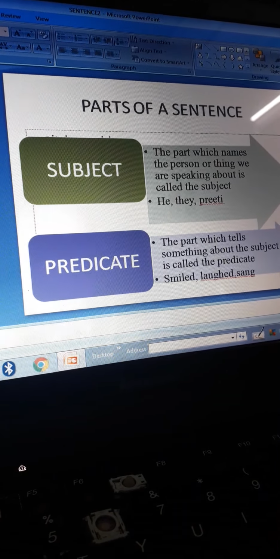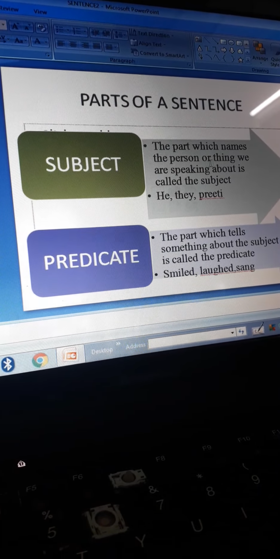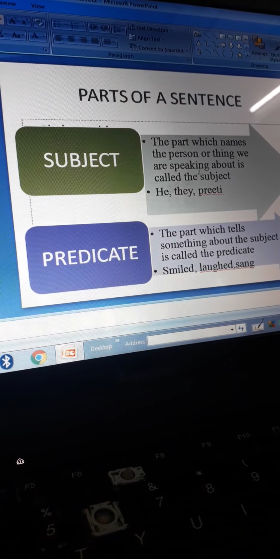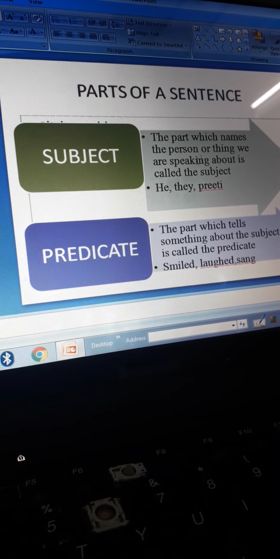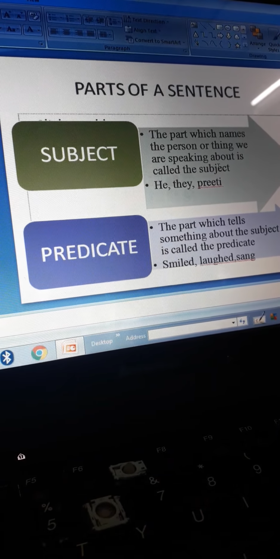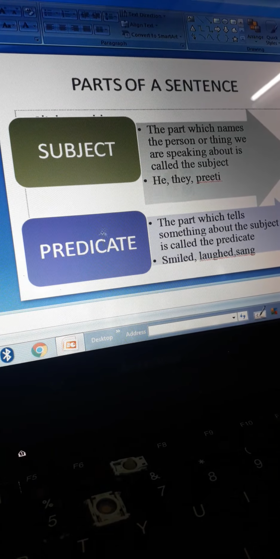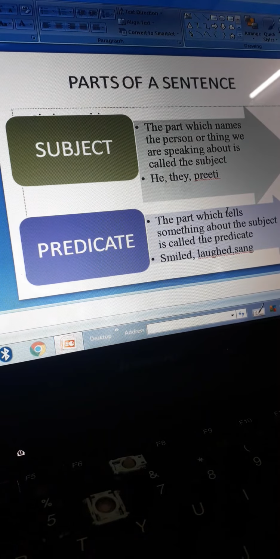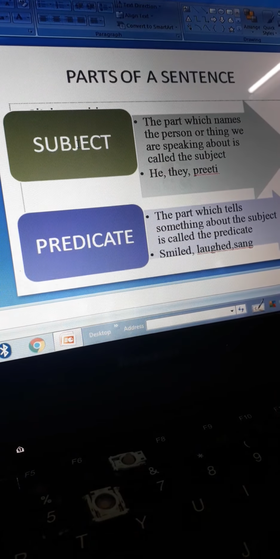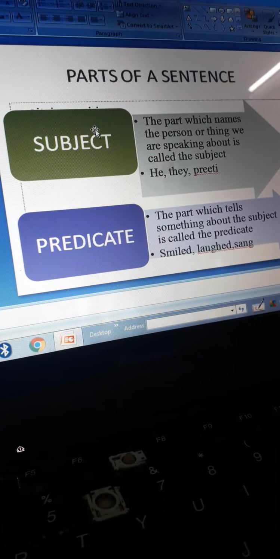Subject, you all know, is the part which names the person or thing we are speaking about. Basically, a noun or pronoun is referred to as a subject. Predicate is the part which tells something about the subject, that is, what the subject is doing.